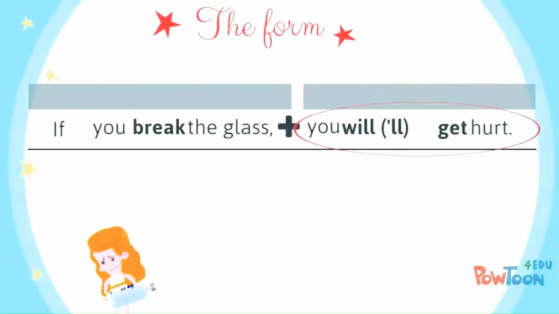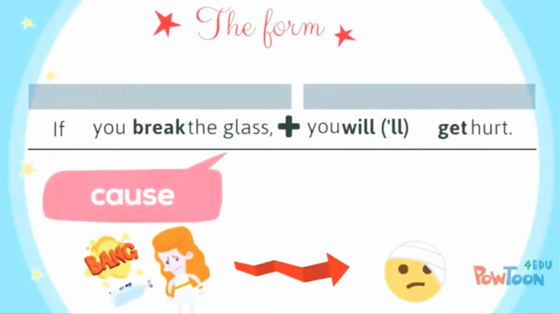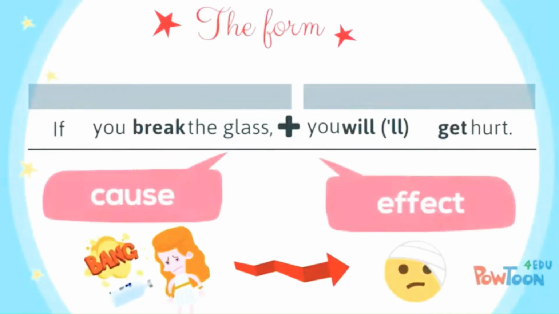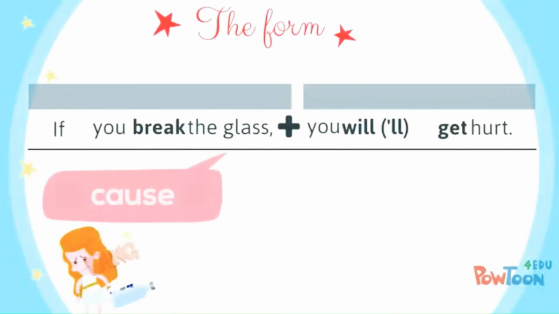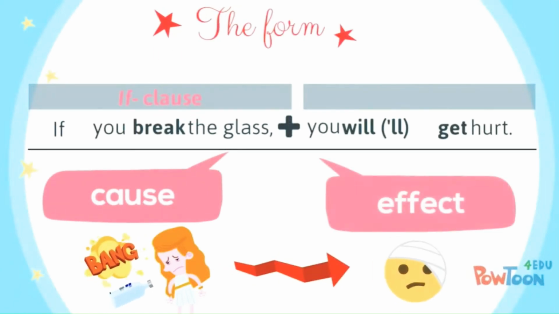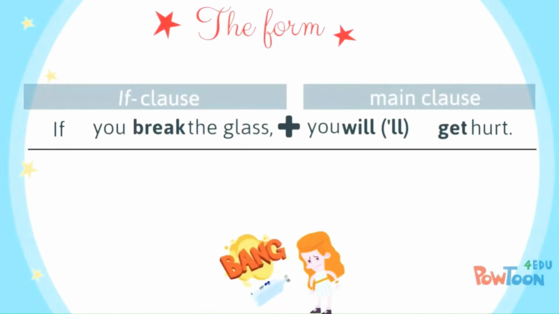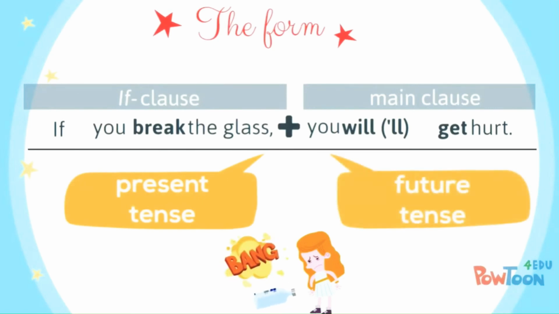So we call the first part, which is the if part, the cause because it's the reason, and we call the second part, which is the main part, the effect, which is the result of what we are going to do in the first part. So the main clause depends on the if clause. So the if clause must happen in order to make the second part possible to happen.